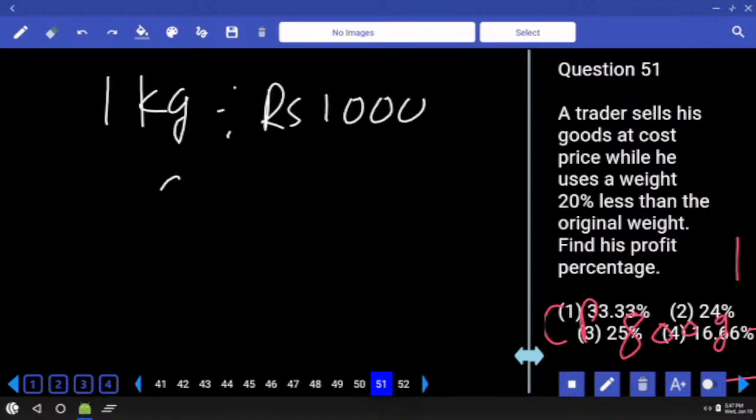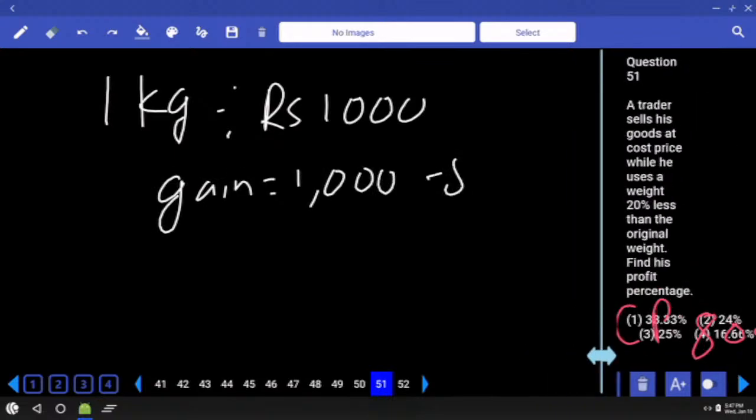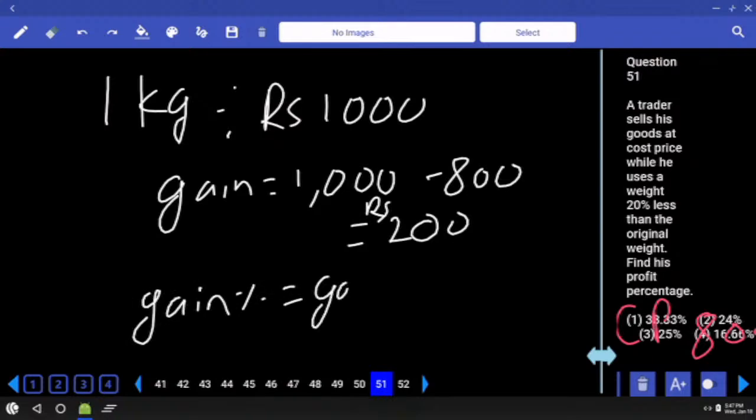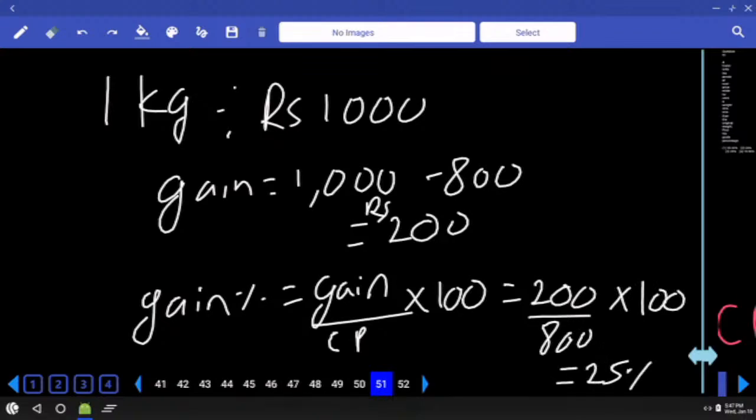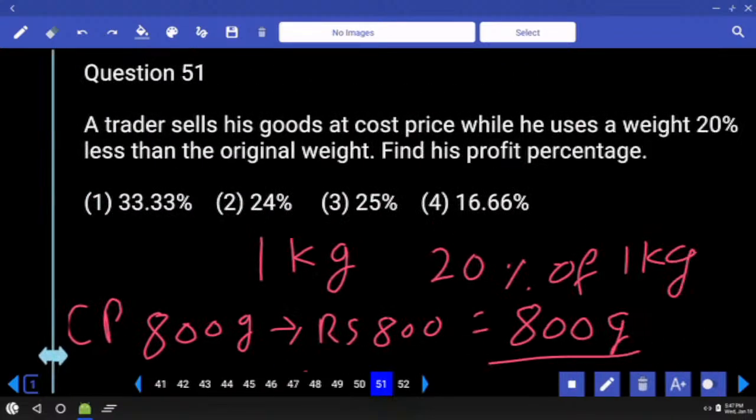Definitely gain. So gain is what? 1000 minus 800, which is equals to what? 200. Rupees 200. All of you know gain percent equal to gain by CP into 100, which is equals to what? 200 by 800 into 100, which will give you what? 25%. Okay, 25% is your right answer. So his profit percent is how much? 25%. Is it clear? Yes or no?